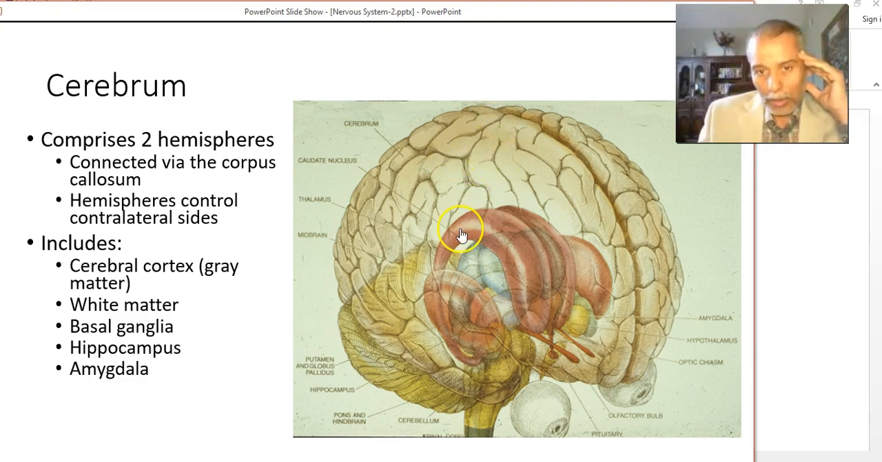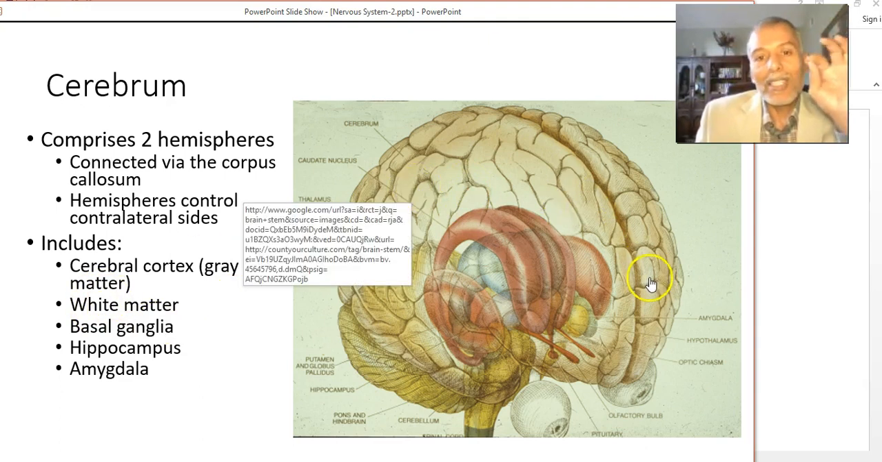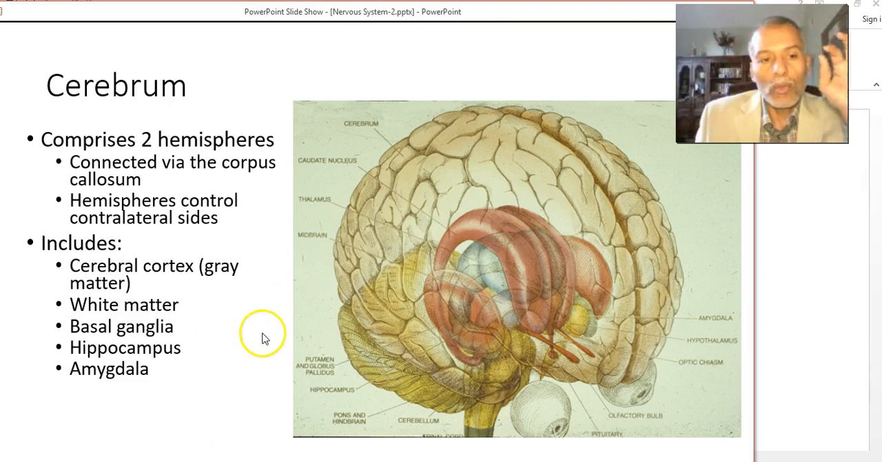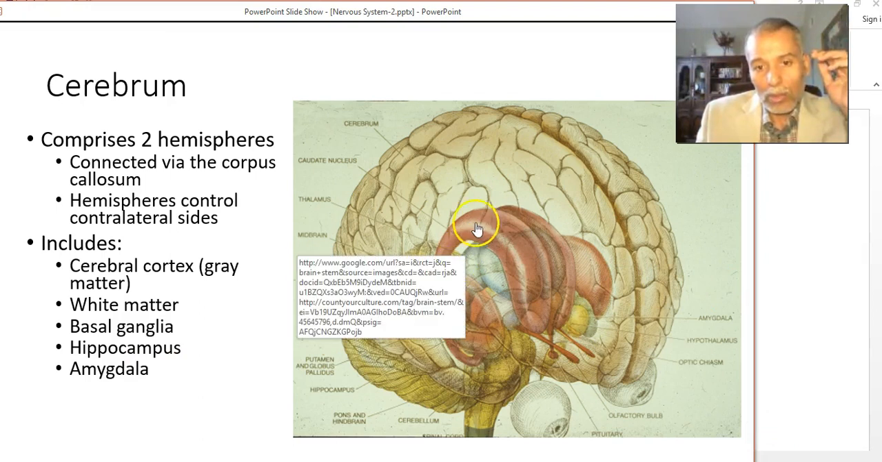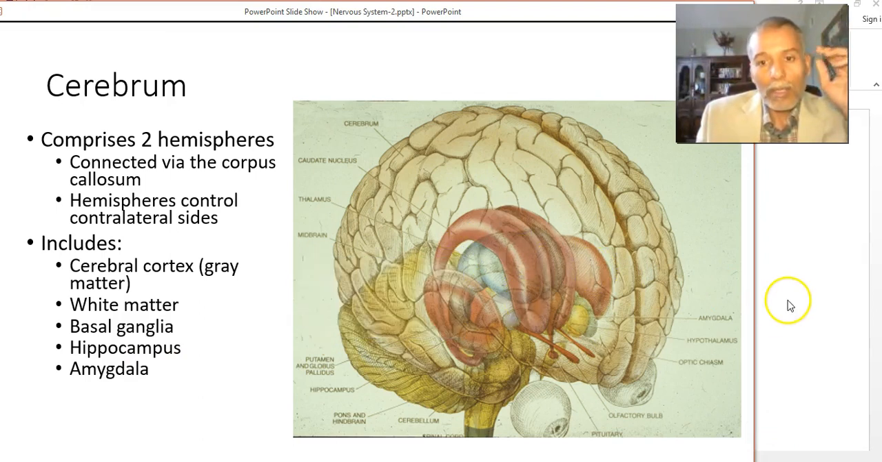If you cut through and go down, you will find white matter. So the cerebral cortex basically has the gray matter, and I'll tell you why. And then beneath it, you have the white matter. And then there are structures that you could see here that are clusters of neurons, and they serve particular functions.